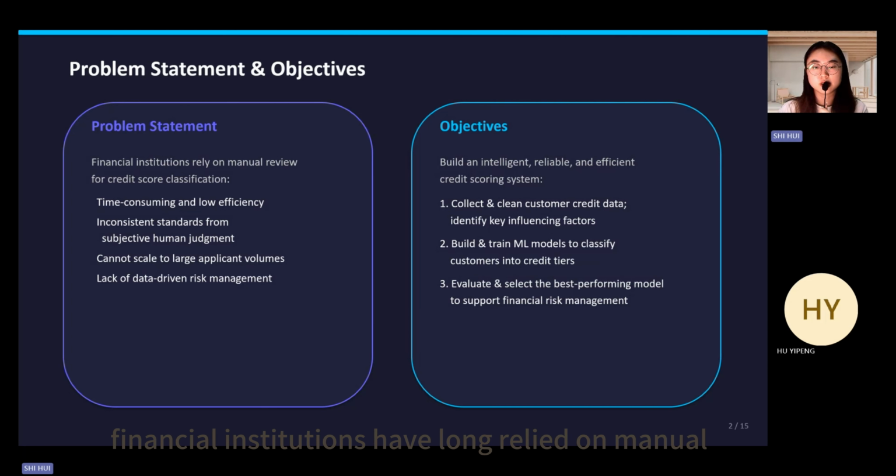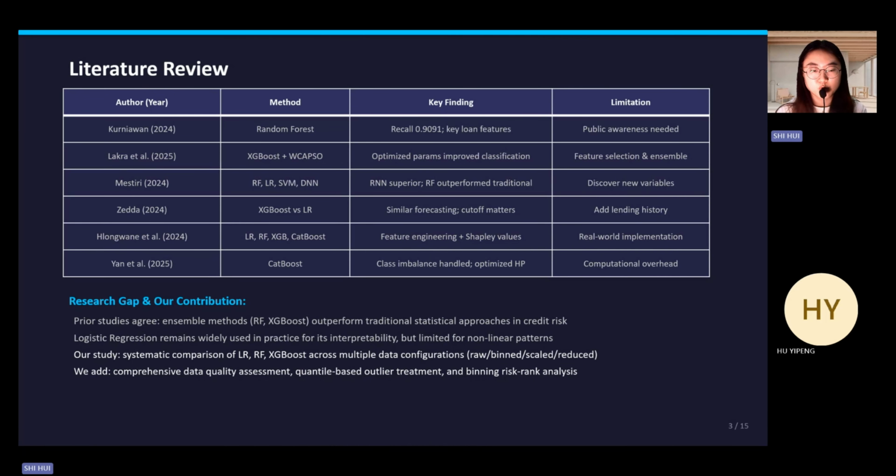Financial institutions have long relied on manual review to classify customers into credit score categories. This approach is time-consuming, produces inconsistent results due to subjective judgment, and cannot scale to handle large volumes of applications. Our project has three objectives: feature data science, combined with comprehensive data quality assessment and binning risk rank analysis.